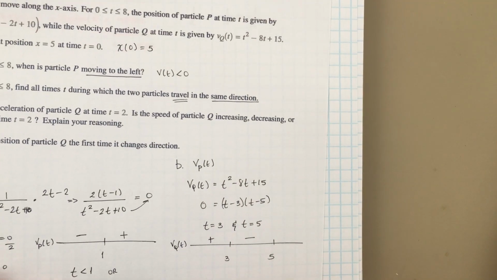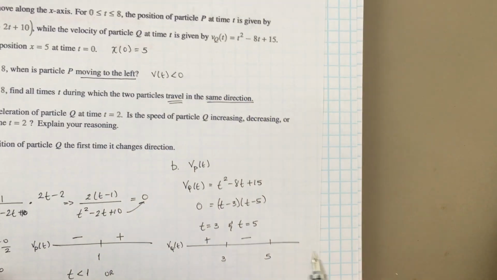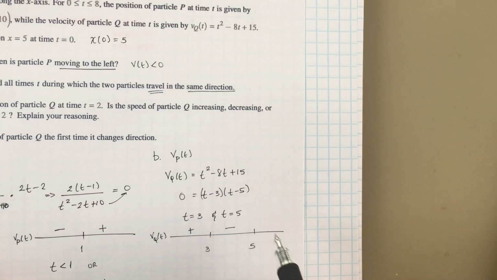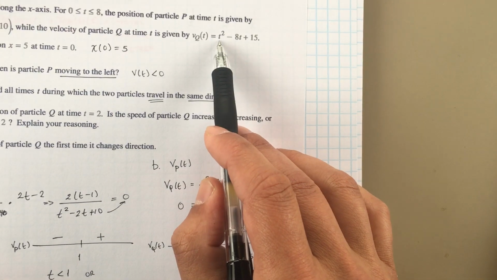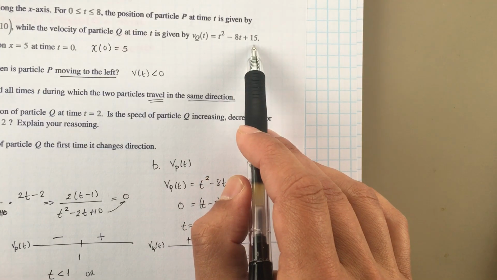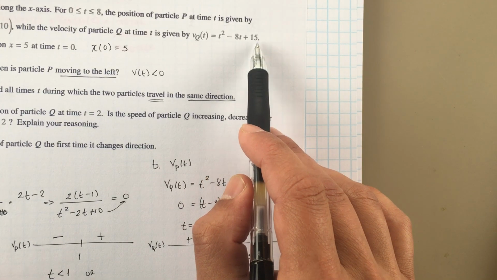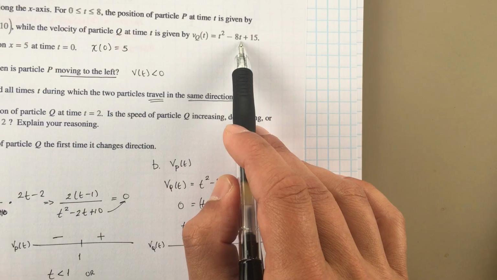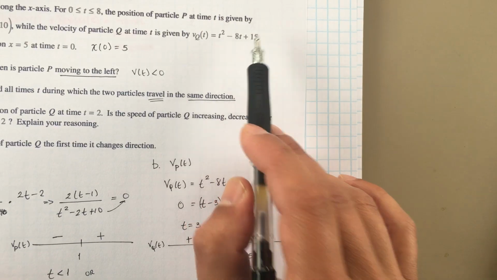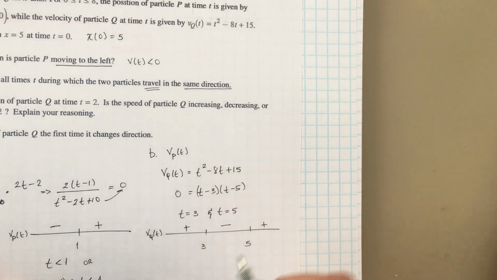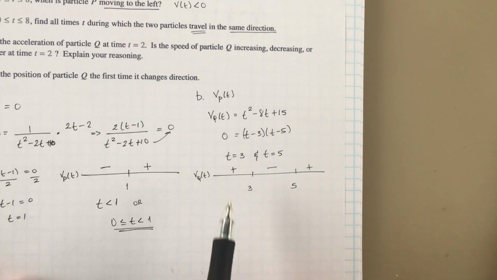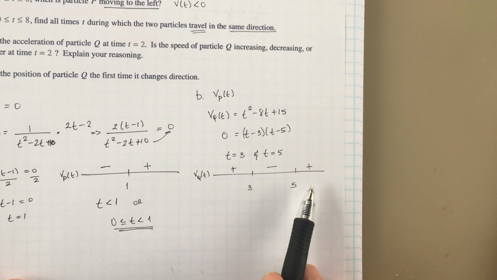If that confused you, just go back, pause the video, and plug in 4. A number bigger than 5, well, let's pick 6. 6 squared is 36. 36 plus 15 is 51. 51, take away 8 times 6. 8 times 6 is 48. 51 minus 48, that's a positive. Okay, there it is. So it's moving to the right, it's moving to the left, it's moving to the right.